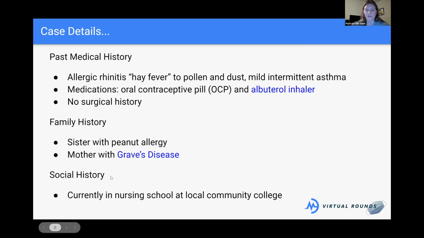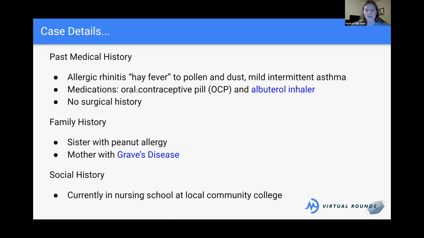Some additional subjective history here for the SOAP note. Her past medical history is significant for allergic rhinitis, or hay fever. That's the colloquial way that we talk about seasonal or environmental allergies to pollen and dust. It can be a range of things: pet dander, anything in nature like grass, trees, weeds, really anything people can be allergic to if it's in the air. And she also has a history of mild intermittent asthma.